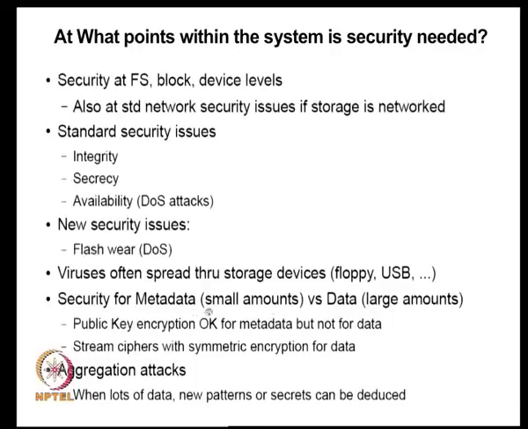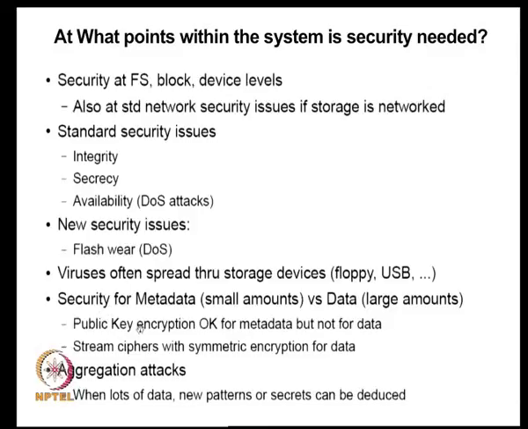Because essentially public key encryption requires exponentiation, and that takes time. Typically, you can do symmetric encryption at what is called wireline speeds. That means as the data is coming in, you can process it at the same speed, whereas with public key that is not possible.